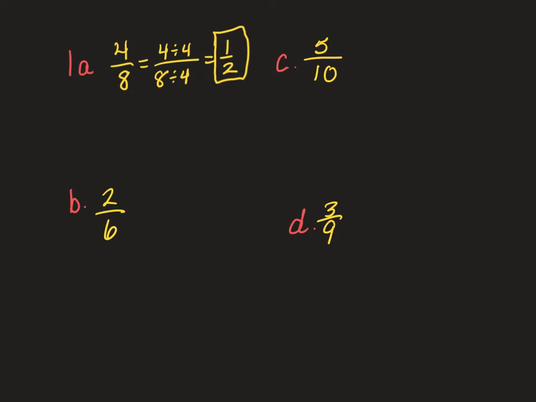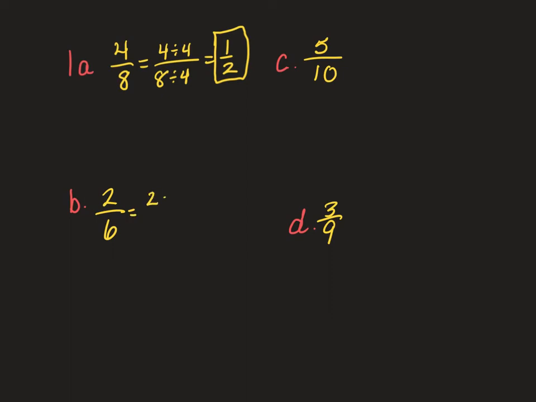Look at B. 2/6. What's our greatest common factor? Well, look at your smaller number, which is 2. What are the factors of 2? 1 and 2. 2, yes, is the number we'd have to look at because we're not going to use 1. Can 6 be divided by 2 evenly? Yes, so 2 is our greatest common factor.